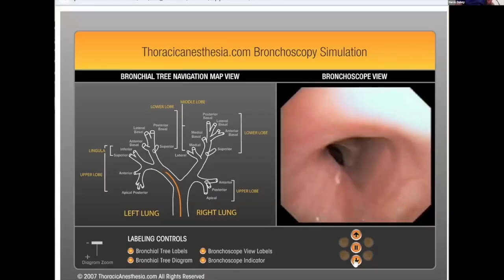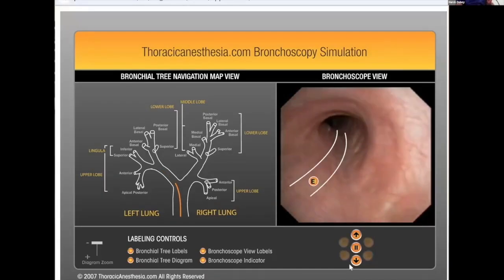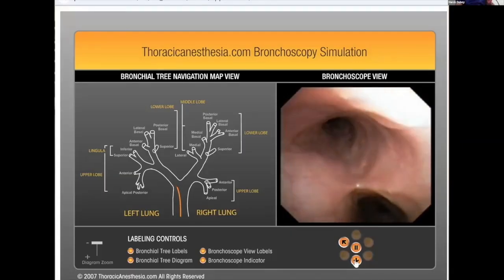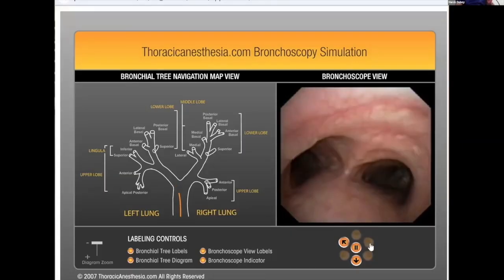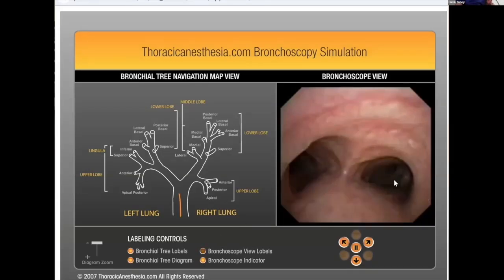Now, pulling back, so all the way to the carina, and then we'll go down the right side next. Now, the right main bronchus can be very, very short. Typically, it's about 2.5 centimeters, and anything over 1.5 or so centimeters does make it a little bit easier to block with the bronchial blocker.